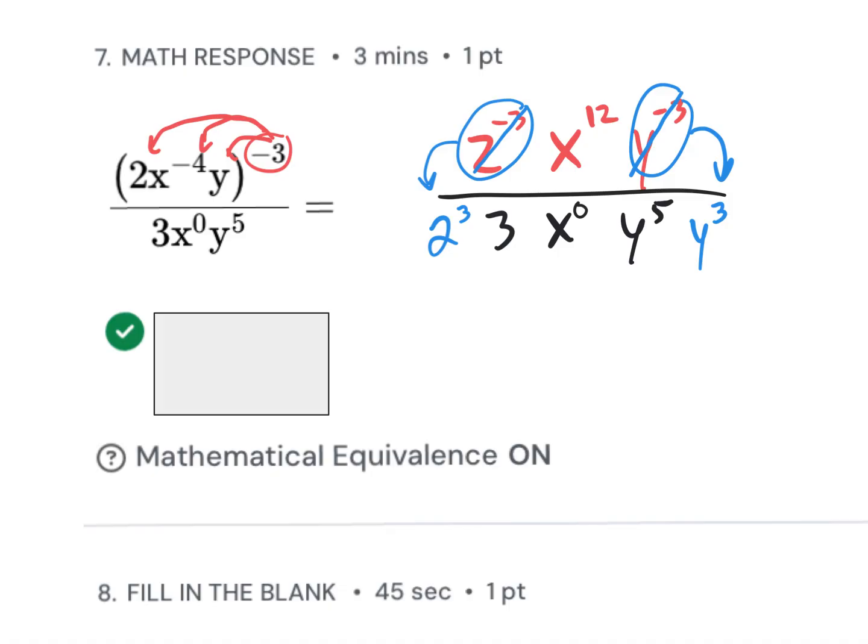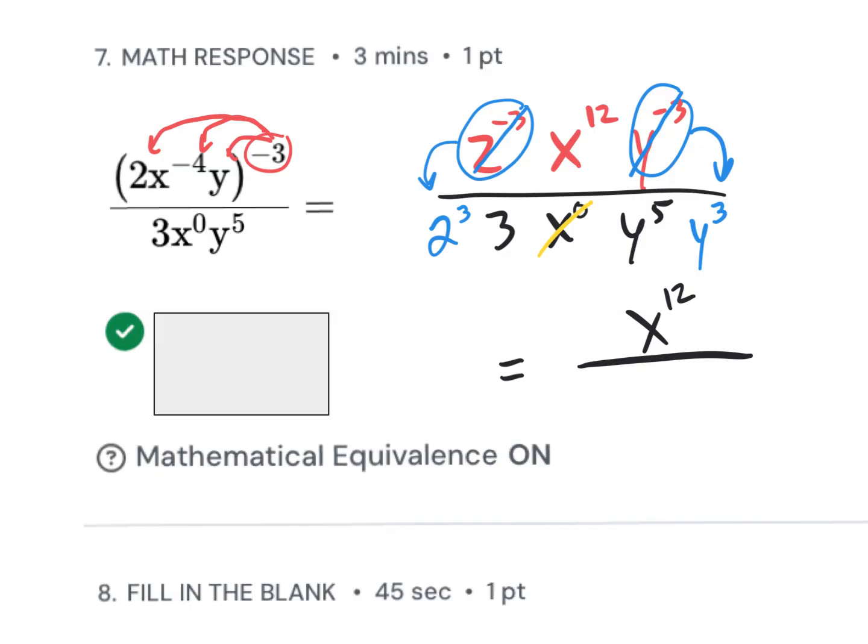What else could we do? Well, whenever you have a power of 0, that's the easiest rule out of all of them. That just becomes 1. You could just scratch it out. X to the 0 is gone. Okay? So what do we have? We have an answer so far. Up on top, what's left? There's just an x to the 12th.